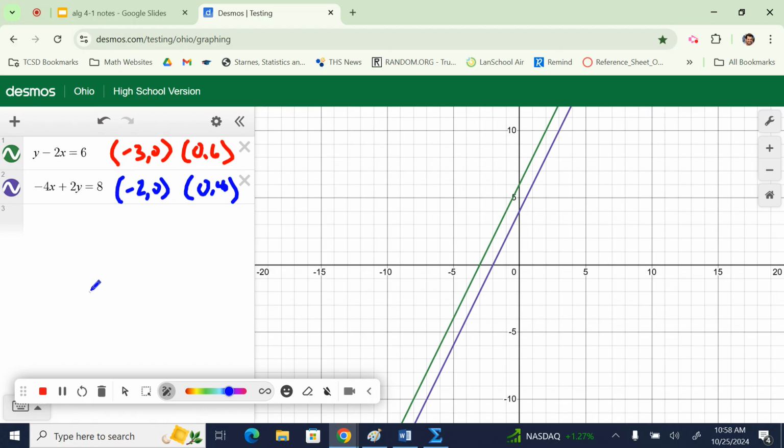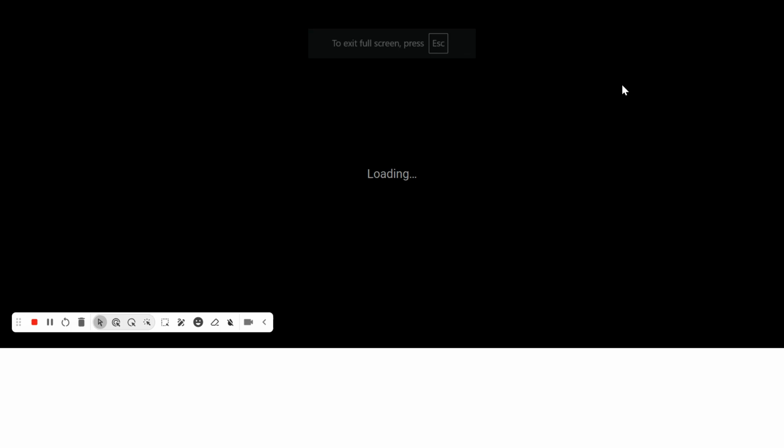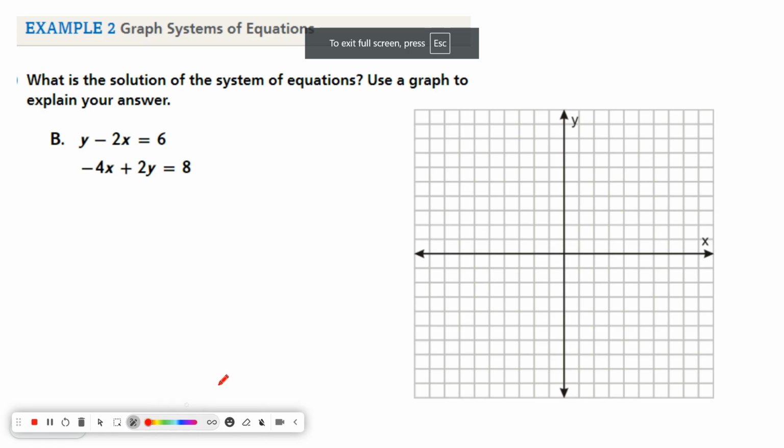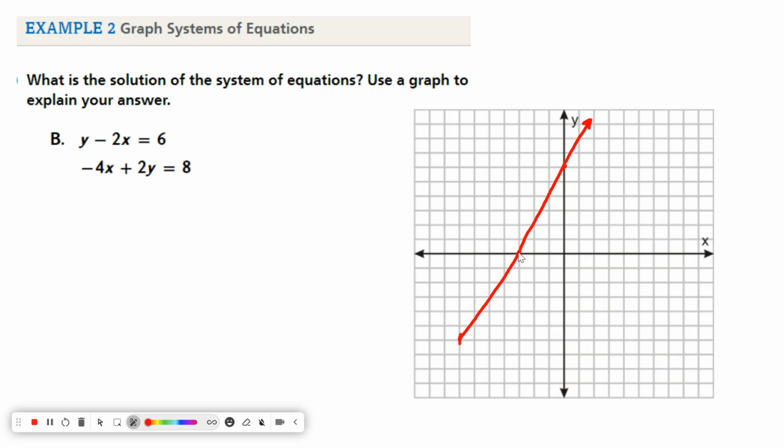Now notice, and we'll talk about this when we graph it, but notice how those lines interact. All right, so let's graph it. Okay, so let's go back to our paper here. Okay, so the first one I'll do in red was at 0, 6, 1, 2, 3, 4, 5, and -3, 0. Okay, so that's my red graph. The second one here is at 1, 2, 3, 4, and -2, 0.